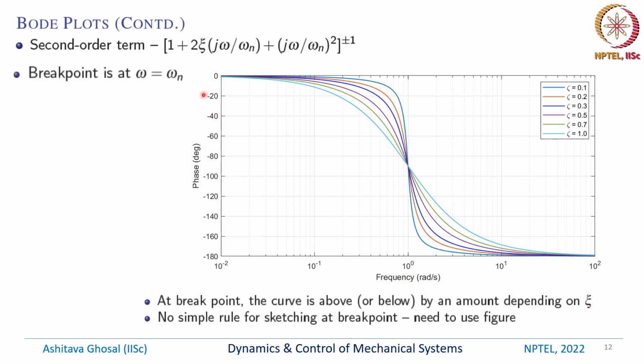So as I said, the breakpoint is at omega equals omega n, and the phase changes by plus or minus 180 degrees. If it is in the numerator, then the plot will be 0 to 180, going above, and this plot is when it is minus, so it is going down.